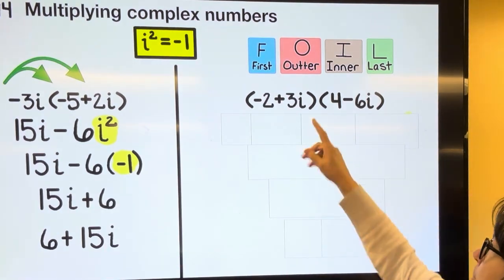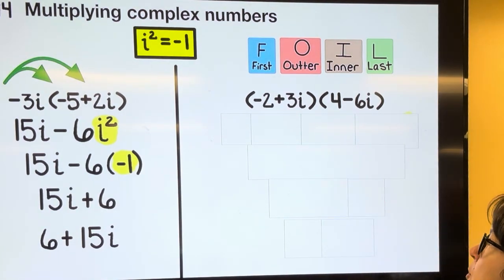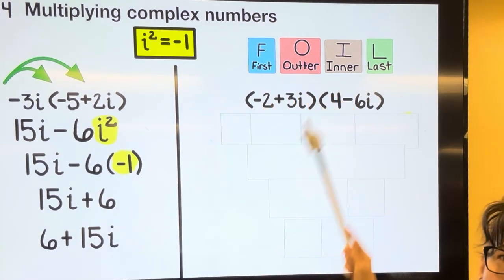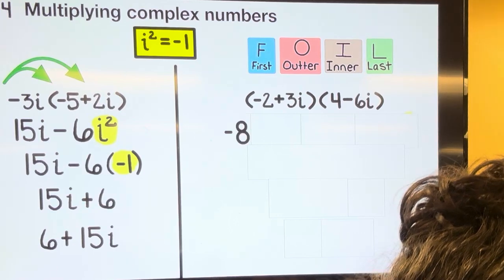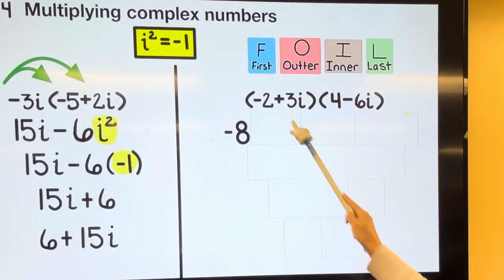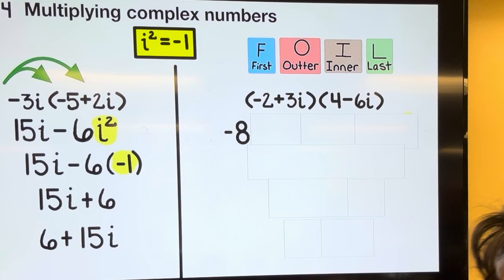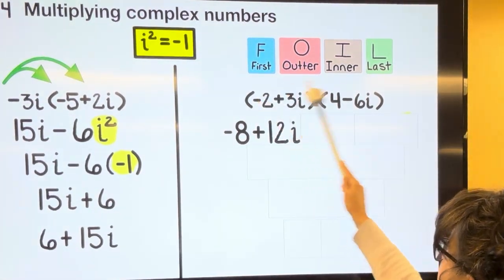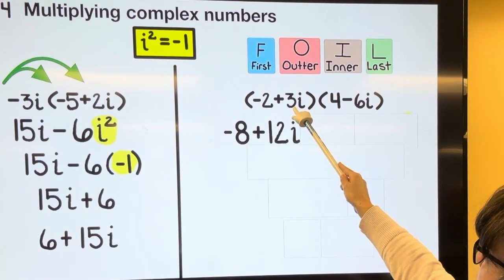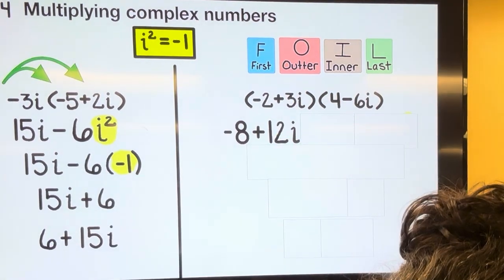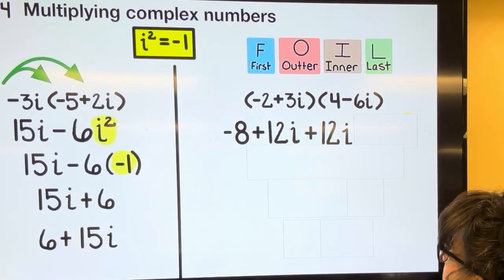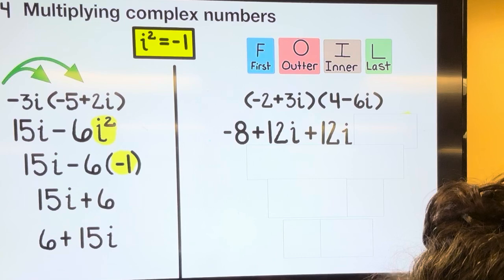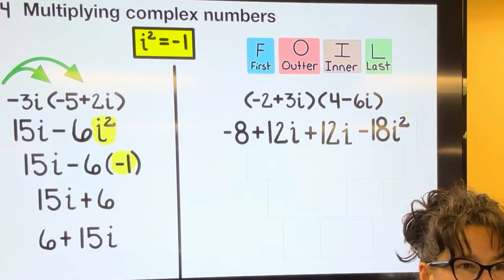Okay, one more example here. If I multiply these two together, I'm going to use FOIL. So -2 multiplied by positive 4 is -8. Outside, -2 times -6i is positive 12i, sorry, negative times negative is positive. Inside, 3i times 4 is 12i. And then last times last, 3i times -6i is -18i squared.